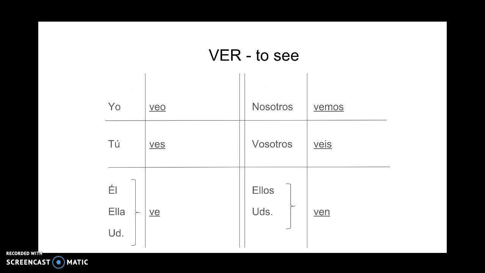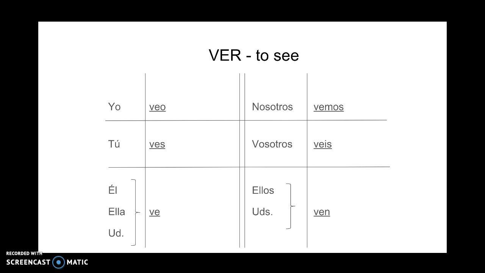Let's begin. We're going to start off with the conjugation of the verb to see. The only form of the verb ver, which is irregular, is the yo form. You'll notice that I see is yo veo. You see is tú ves. He or she sees or you see is él, ella, or usted ve.